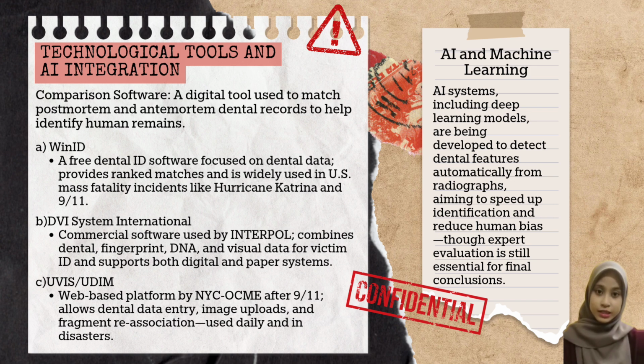DVI System International is a paid software used by Interpol. It integrates dental records along with fingerprints, DNA and other evidence. It works with both paper and digital systems, which is useful in the field. UVIS or UDIM is a web-based system created after the 9/11 attacks by New York's Medical Examiner. It allows image uploads and reassociation of fragmented remains, making it useful in both everyday work and mass disasters.